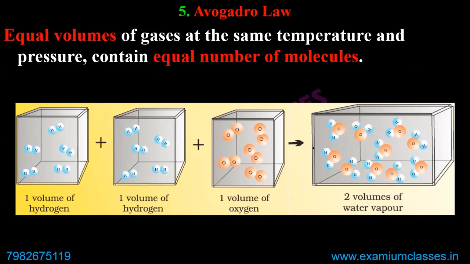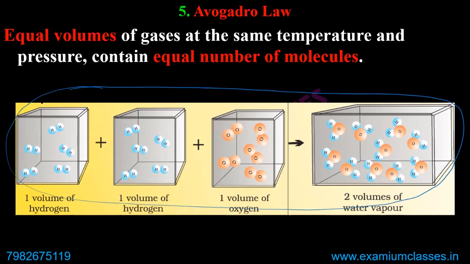You just need to remember the definition. That is rather more important. Okay? If it is asked, Avogadro law explain, that you can show this diagram and can show that 1 volume has 5 molecules and 2 volumes have 10 molecules. It means equal volumes have equal molecules as per unitary method.